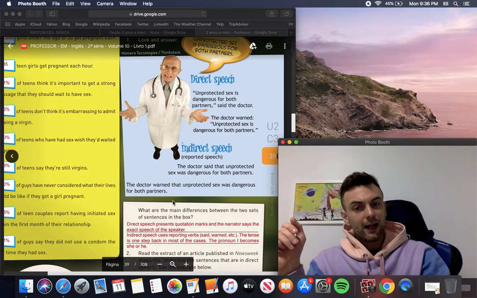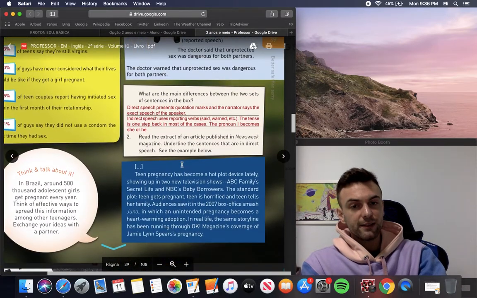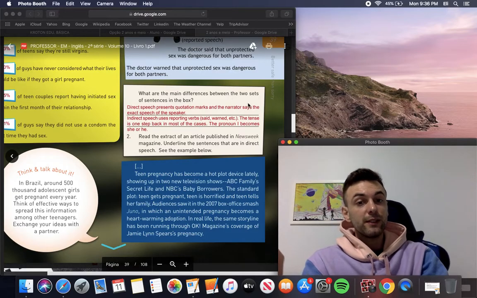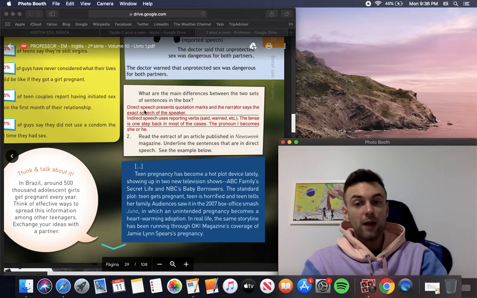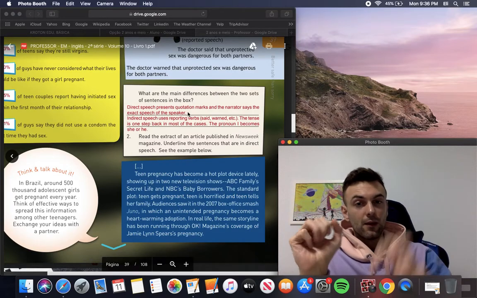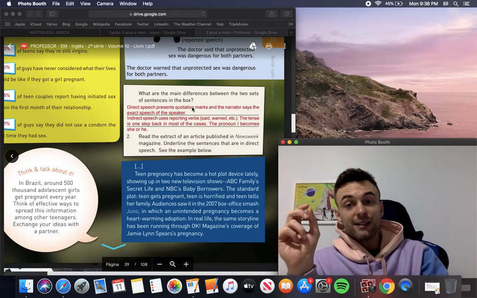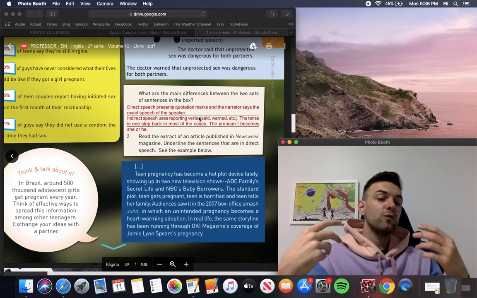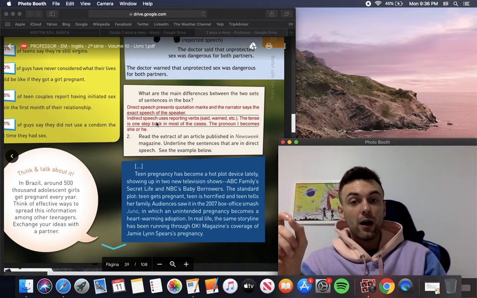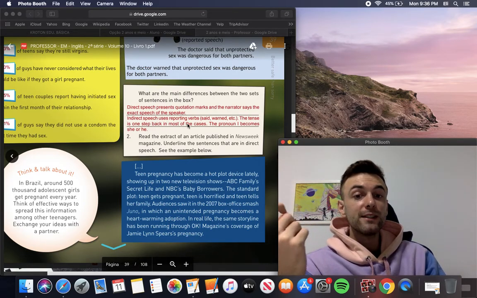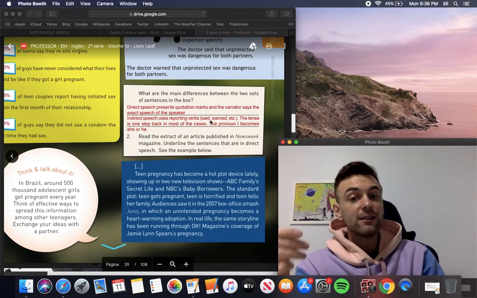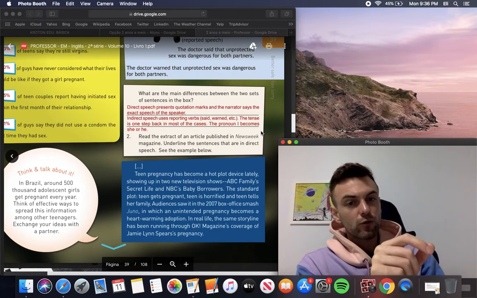Vamos dar uma olhadinha aqui, então, nas respostas sugeridas do livro, tá? What are the main differences between the two sets of sentences in the box? Então, o direct speech presents quotation marks. And the narrator says exact the speech of the speaker. O discurso exato de quem fala. Enquanto no indirect speech, indirect speech uses reporting verbs, verbos para você reportar.